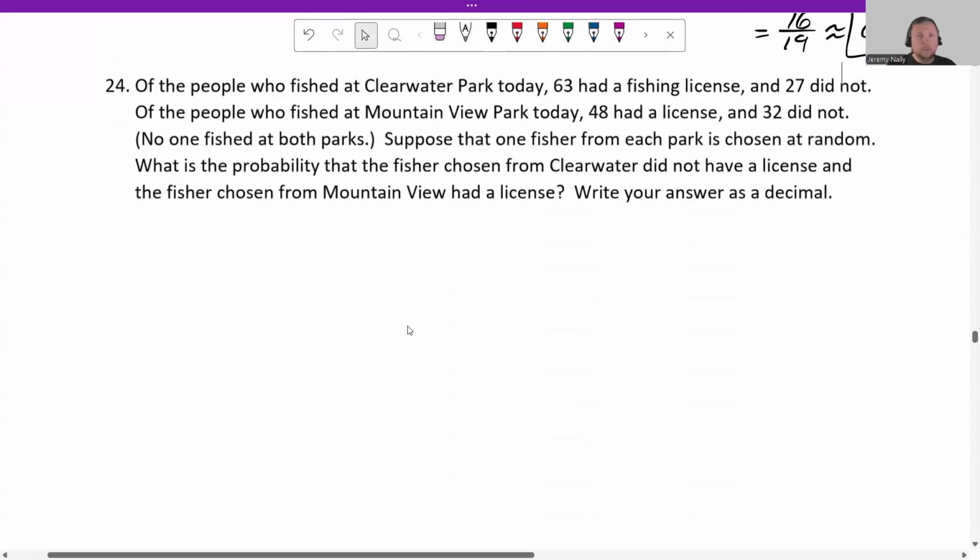Of the people who fished at Clearwater Park today, 63 had a fishing license, 27 did not. Of the people who fished at Mountain View Park today, 48 had a license, 32 did not. No one fished at both parks. Aha, they're mutually exclusive. Suppose that one fisher from each park is chosen at random. What is the probability that the fisher chosen from Clearwater did not have a license and the fisher chosen from Mountain View had a license?